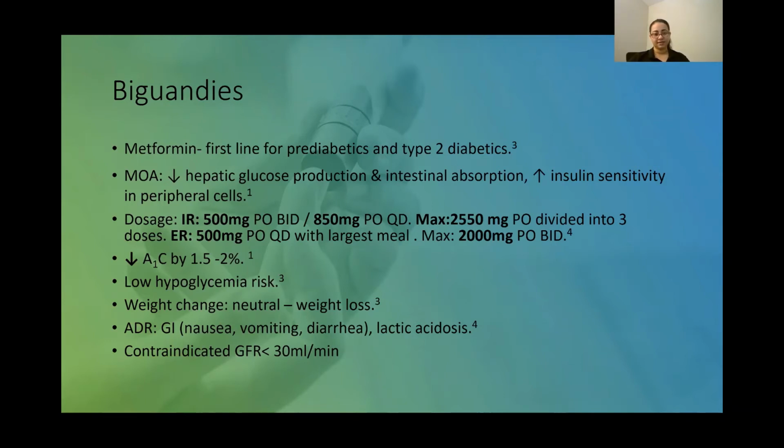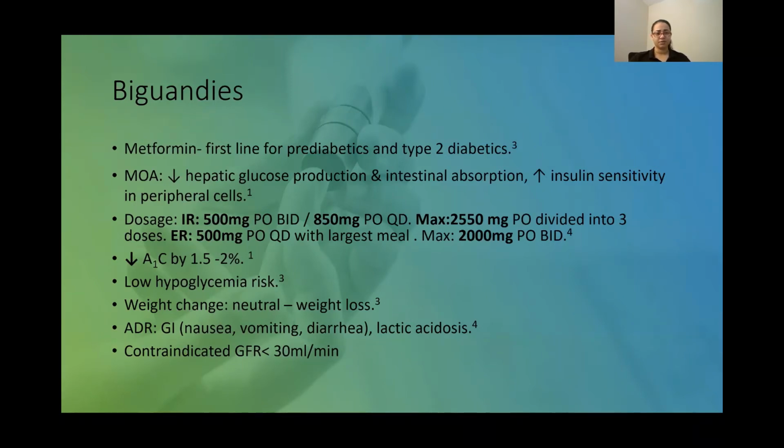Metformin exists as an immediate release form, which is taken as 500 milligram by mouth twice daily, or 850 milligram by mouth once daily, to a maximum of 2,550 milligram by mouth over 3 divided doses. Metformin also exists as extended release form that can be taken as 500 milligram once a day with the largest meal, to a maximum of 2 grams taken by mouth over 2 divided doses.